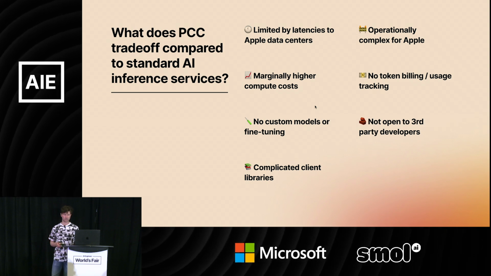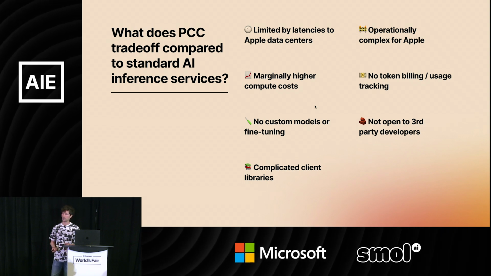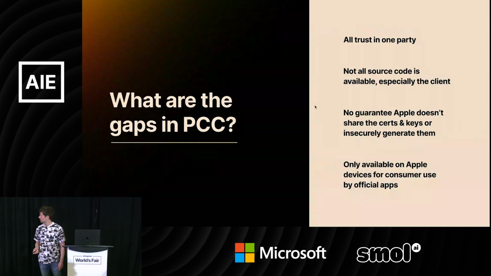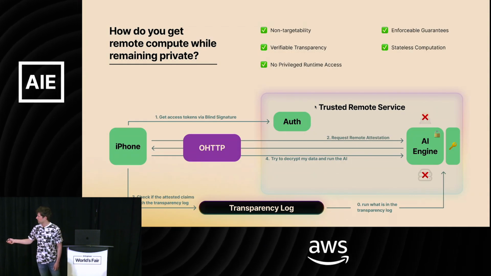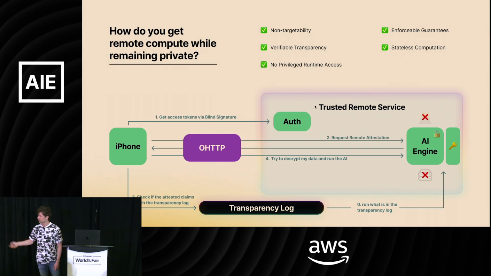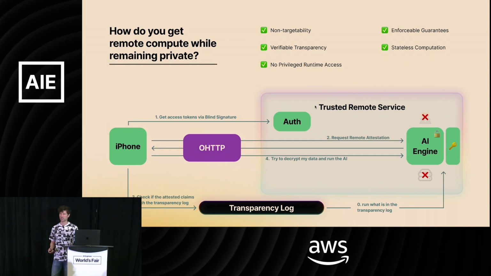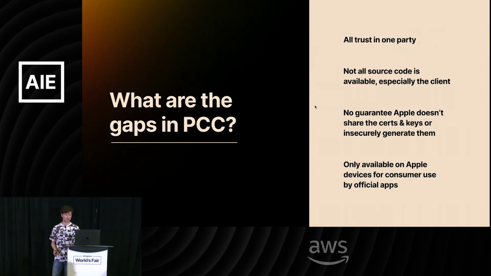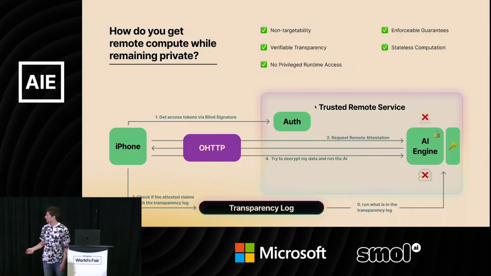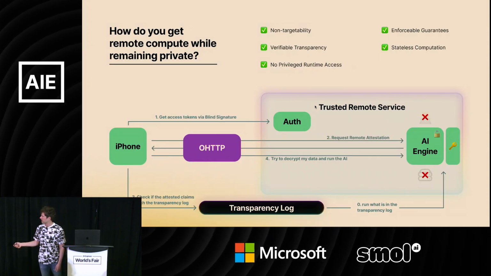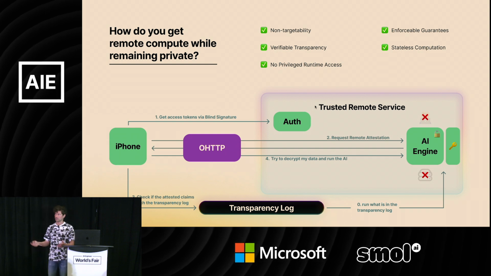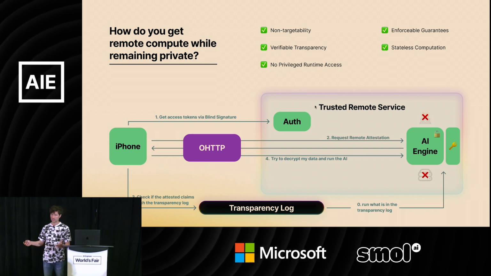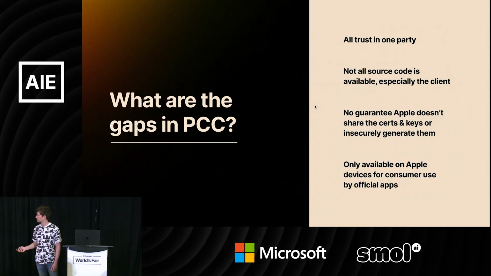Like I told you, no custom models, no fine tuning. The client libraries are very complicated. The client having to orchestrate all of these requests, this transparency log, this auth, that's way more complicated than a simple HTTP request, which kind of sucks. And what if your iPhone goes down after it's authenticated, and then it loses all the authentication keys? You've essentially lost all of your state, right? So it's a lot more stateful.